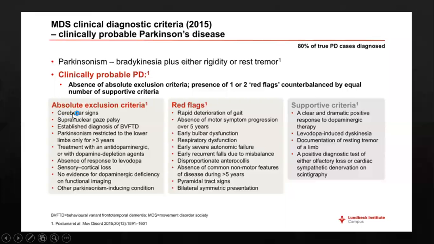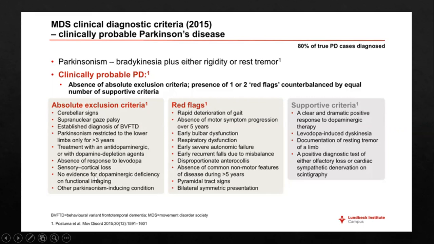Coming to them, absolute exclusion criteria include cerebellar signs, supranuclear gaze palsy, diagnosis of frontotemporal dementia, Parkinsonism restricted to the lower limbs only for more than 3 years, treatment with an anti-dopaminergic or with dopamine depleting agents, and absence of response to levodopa. I mean, such a response should not be absent.